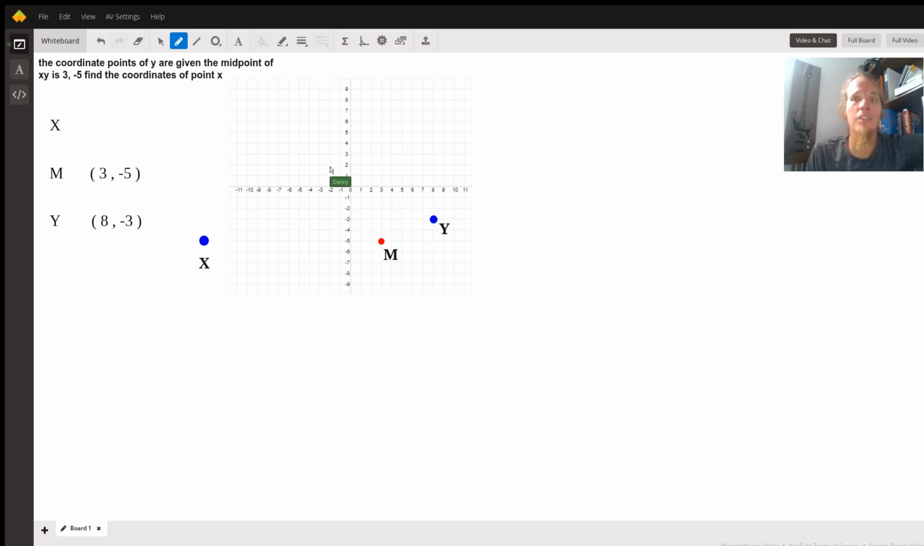So I went ahead and made an endpoint here, Y, at (8, -3). The midpoint, which I've called M, is at (3, -5). Let's see if we can figure out where the other endpoint is.